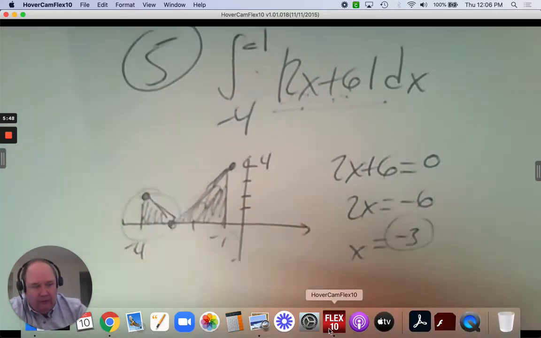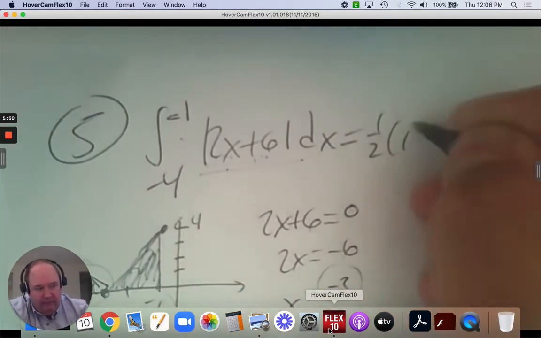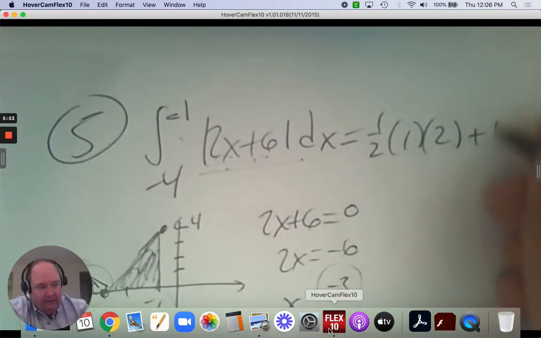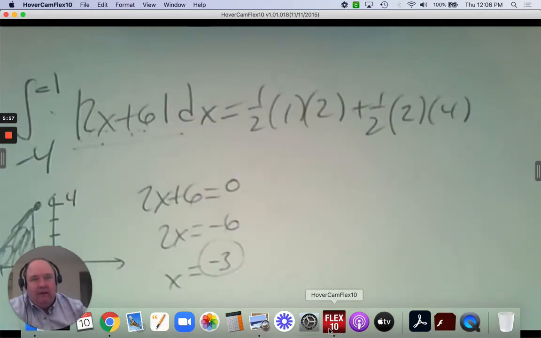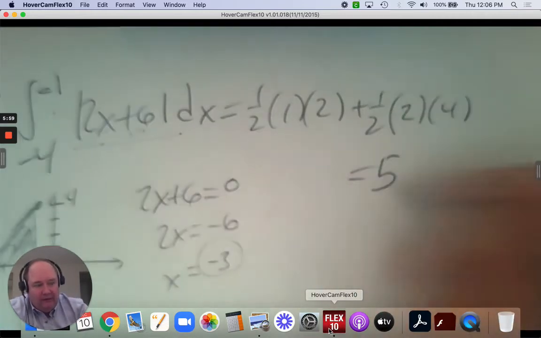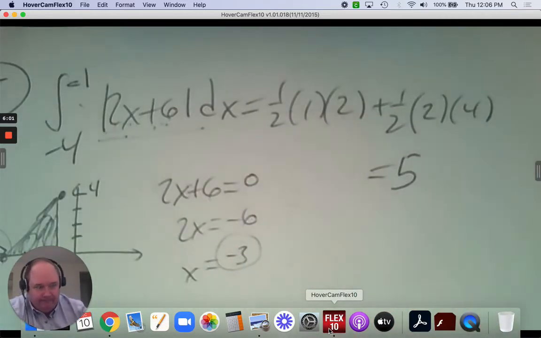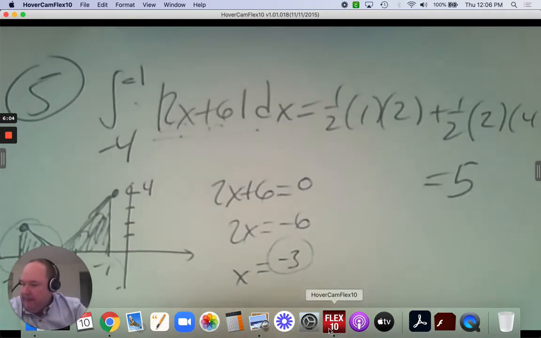So the first triangle, the area of a triangle is half the base times the height. And then the second triangle, half the base times the height. And you have the answer. If you simplify this, it equals 5. Perfect. Number 6.